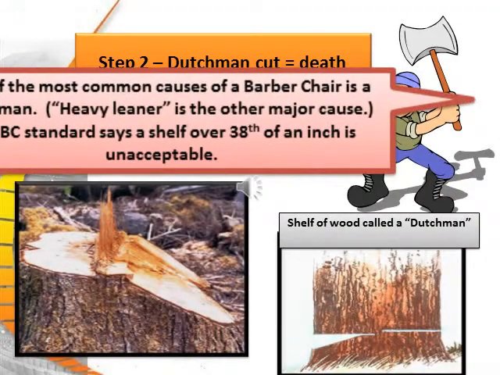Step 2, the Dutchman cut equals death. One of the most common causes of the barber chair is a Dutchman. A heavy leaner is the other major cause. The BC standard says that a shelf over 1/30th of an inch is unacceptable. As you can see, the shelf of wood is called a Dutchman.